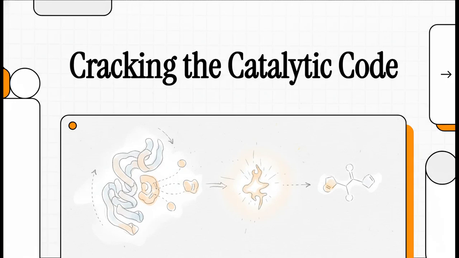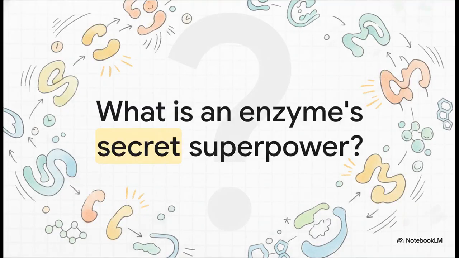All right, let's dive right in. Today, we're basically scientific detectives. We're on the hunt for the secret behind one of nature's most mind-blowing feats, the incredible power of enzymes. So, here's the mystery we're trying to solve. Enzymes are these biological catalysts that speed up chemical reactions by millions, sometimes even trillions of times. Without them, life just wouldn't be possible. But how? How in the world do they actually pull that off? That's the code we're here to crack.